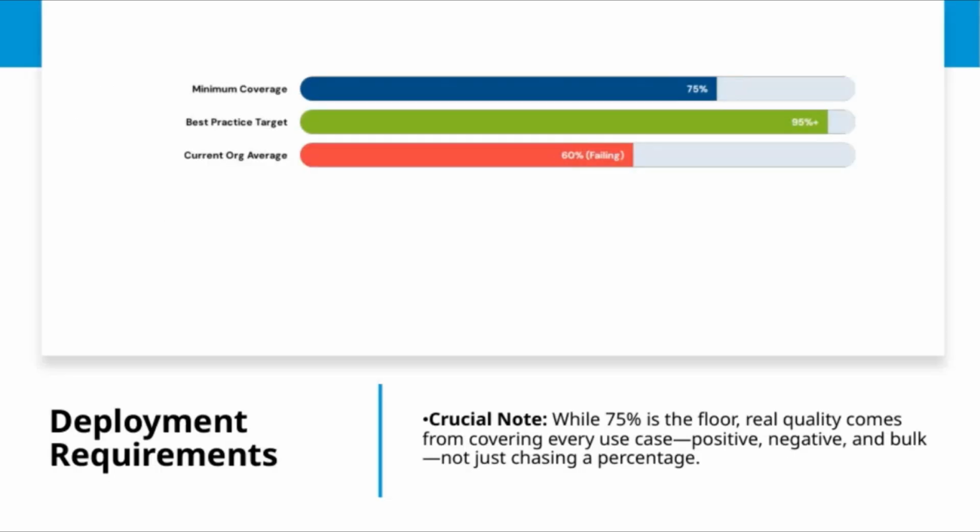Here's the crucial point. Hitting 75% coverage is just the starting line. Real quality means going beyond that number. We need to cover every use case, positive, negative, and bulk scenarios alike. It's not about chasing a percentage, but about ensuring our solution works reliably in all situations. That's what true deployment readiness looks like.